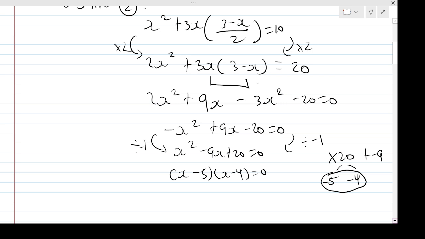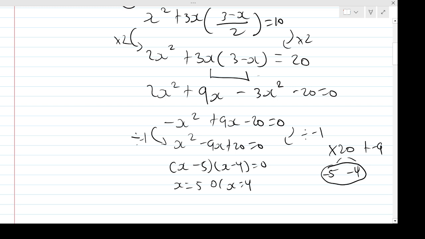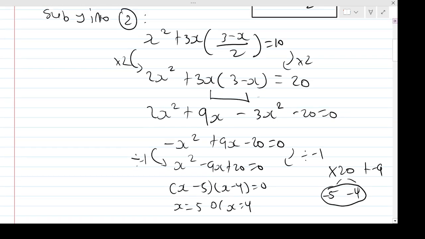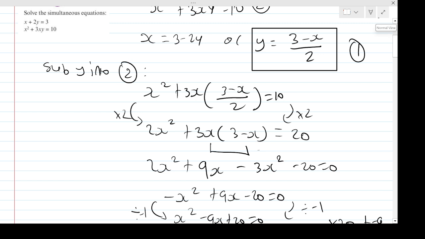And then as that equals 0, one of the factors has to be 0. So we can say x equals 5 or x equals 4, right? If you set each bracket to 0, I get these two solutions. Okay, so we get two solutions then. These are the x values. Then remember, as it's simultaneous, there's also a y. I need to solve for y as well.